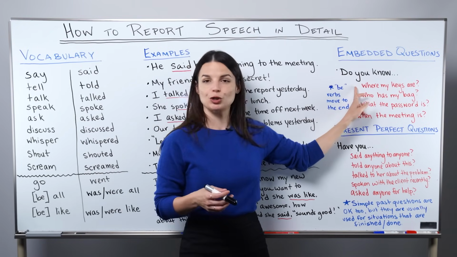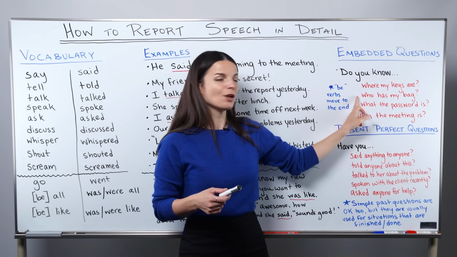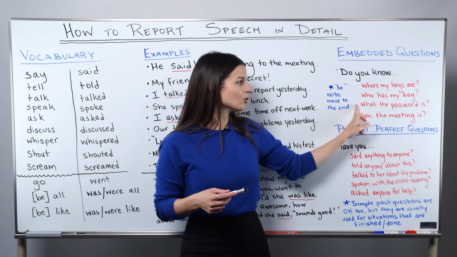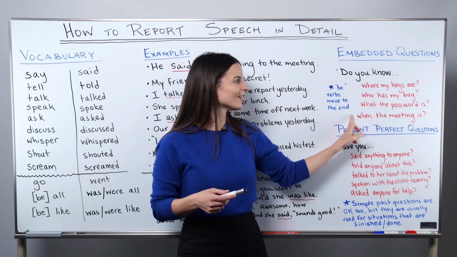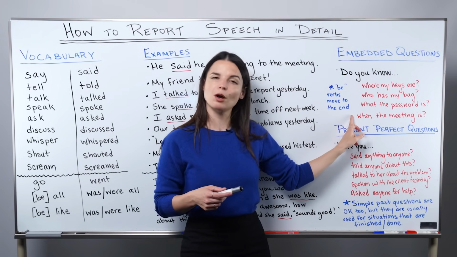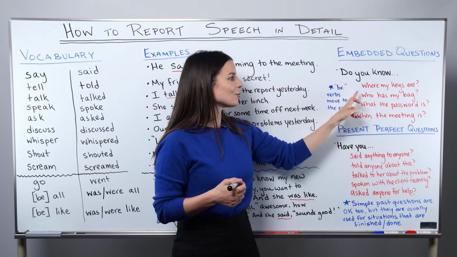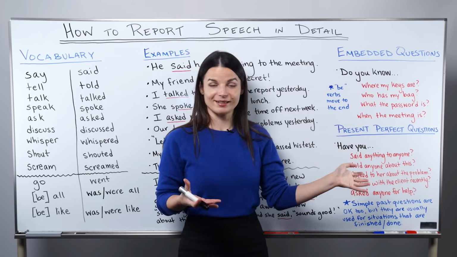For example, do you know where my keys are? Or do you know who has my bag? Or do you know what the password is? And one more, do you know when the meeting is? So you can see a pattern here, maybe. These start with these WH questions. Where, who, what, when in this case.